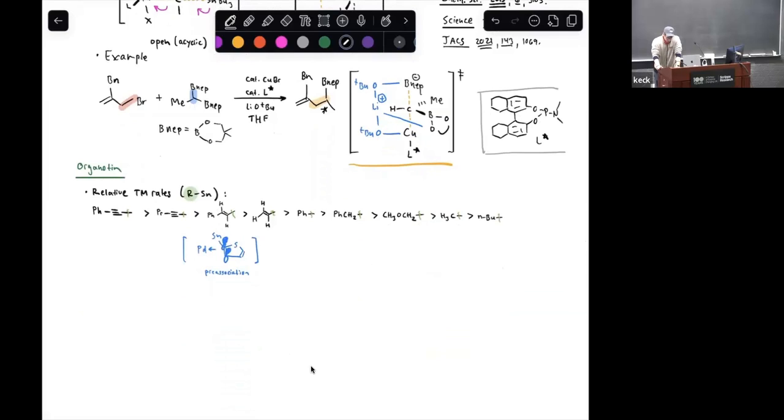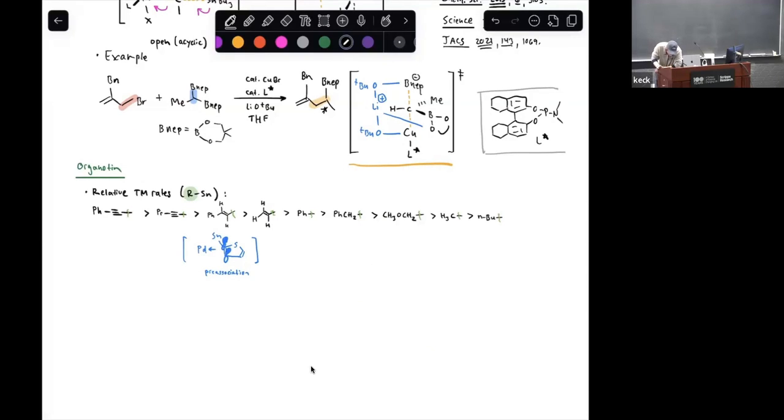Relative rates, these track with level of s hybridization, making it so transmetallation becomes faster with more s character, more electron richness, and less steric encumbrance. So alkynyl transmetallates faster than alkenyl.